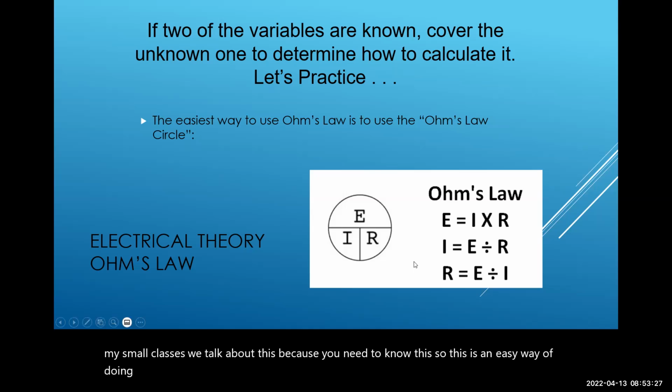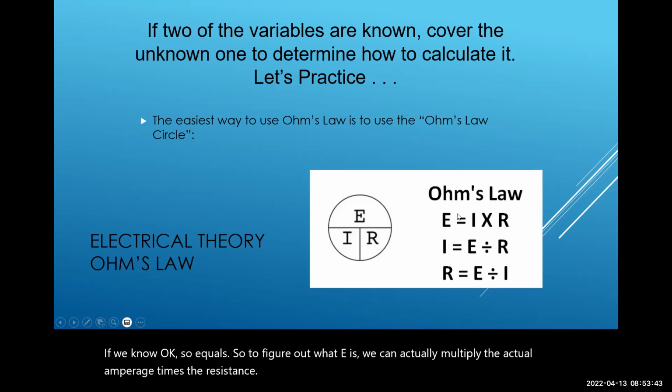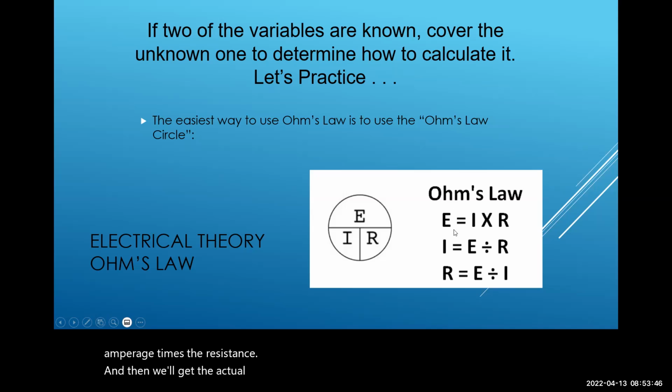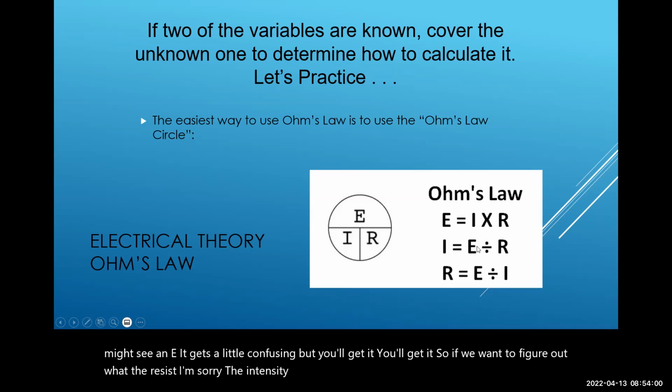So we look at our little diagram here. To figure out what E is, we multiply the amperage times the resistance, and we'll get the voltage out of it. Remember, we can have a V, or you might see an E. It gets a little confusing, but you'll get it.